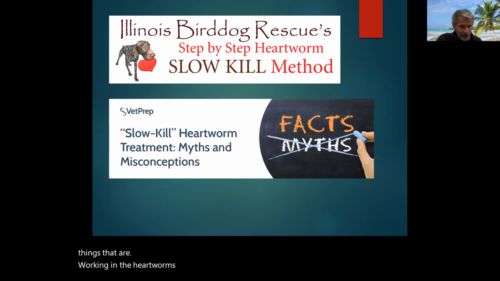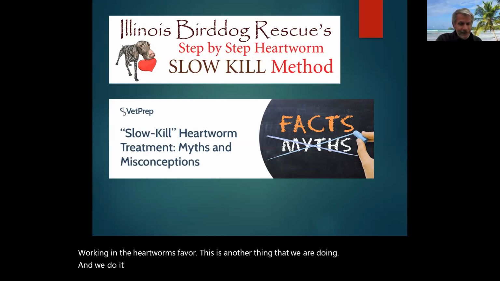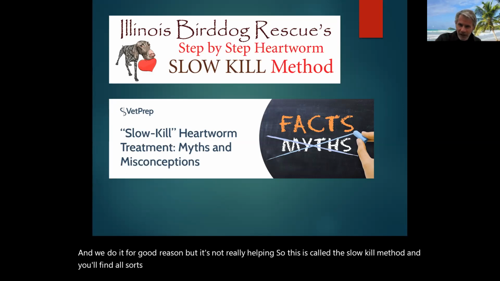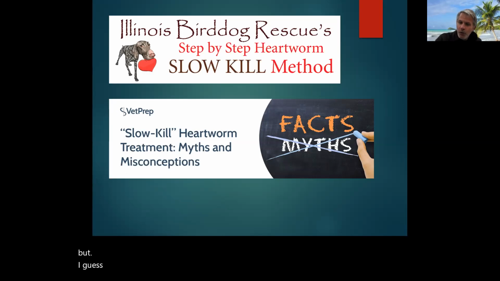This is another thing that we are doing, and we do it for a good reason, but it's not really helping. So this is called the slow kill method, and you'll find all sorts of private groups that talk about it. Veterinarians will do it. I've done it, but I guess we need to stop doing it. What does this slow kill method mean? Well, the name is not very accurate.